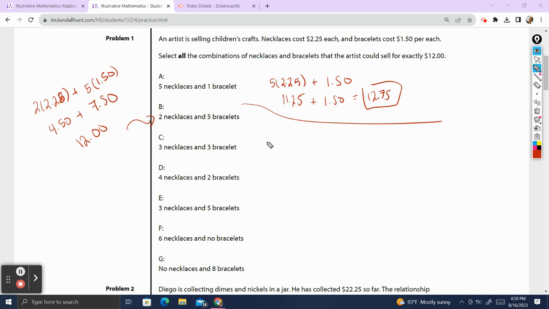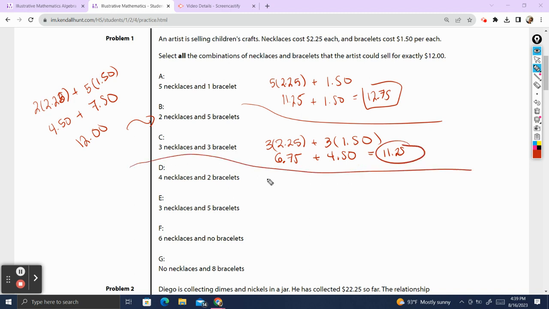3 necklaces and 3 bracelets. So 3 necklaces at $2.25 each plus 3 bracelets at $1.50 each. This is going to be $4.50 over here, and this is going to be $4.50 plus $2.25, which is going to be $6.75. 6 plus 4 is 10, plus an extra $1.25 is going to be $11.25. That is the cost. D.